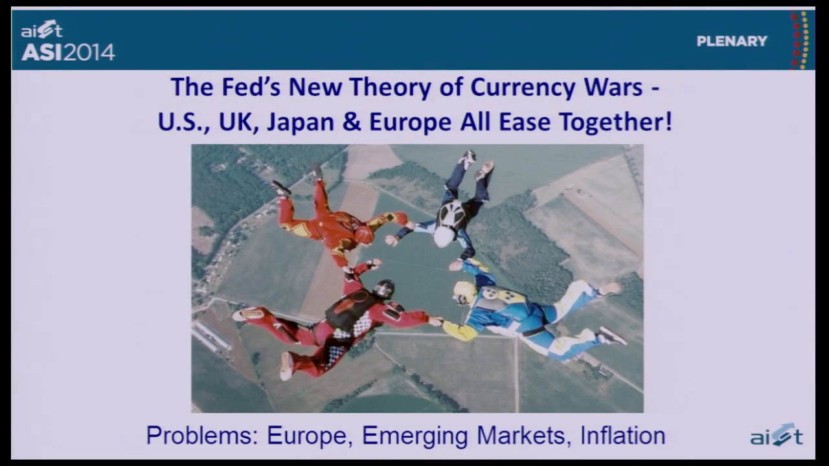I already mentioned we're in Currency War III. It started in 2010 and will continue indefinitely as long as the global depression lasts. The Fed has a theory that we'll avoid the mistakes of the 30s by trashing our currencies in unison. Instead of doing it sequentially, the US, UK, Japan, and Europe can all devalue together. In fact, that doesn't work for a number of reasons.